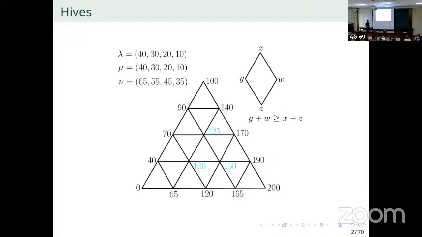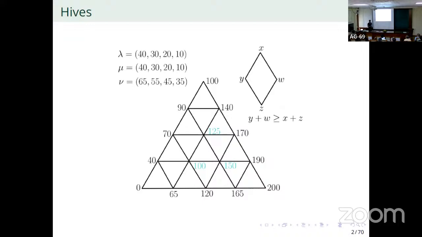I don't understand the blue numbers. So I'm just writing them in some way so that all these rhombus inequalities are satisfied. So for example, I needed the fact that 100 plus 150 is greater or equal to 125 plus 120. But are these numbers unique? They're not unique. But the inequalities cut out a polytope. So the set of possible hives forms a polytope.